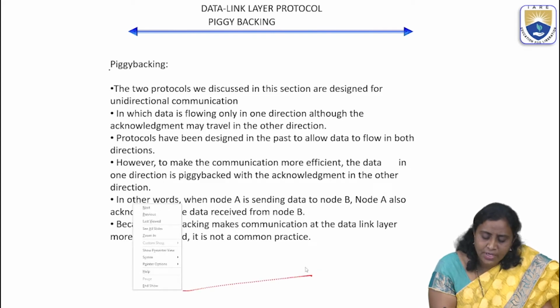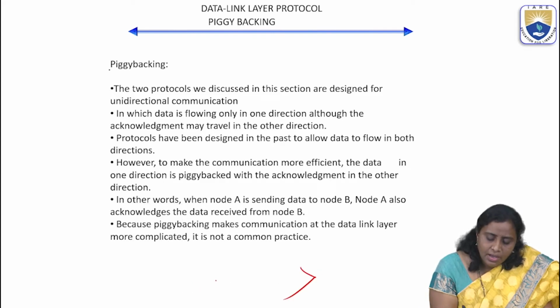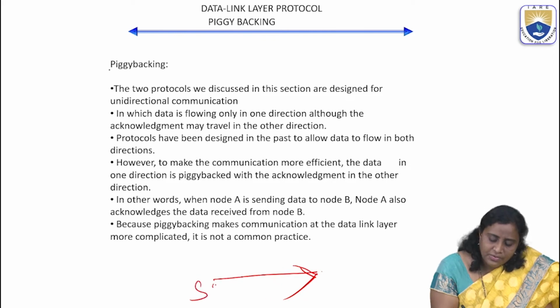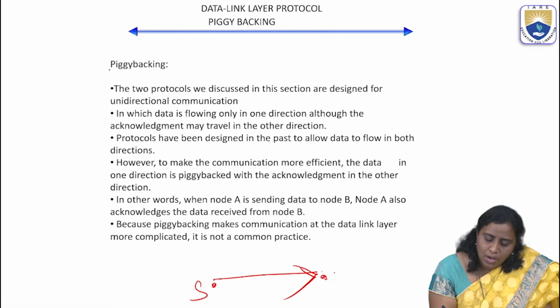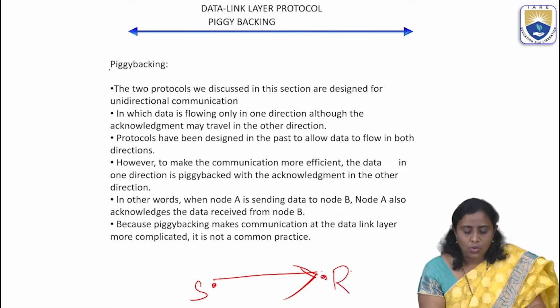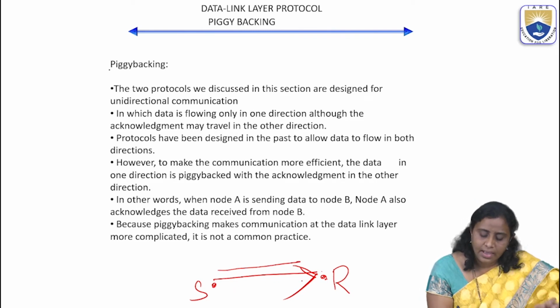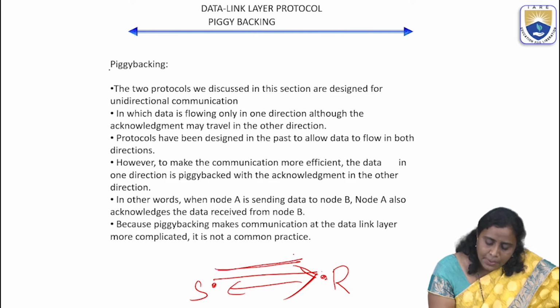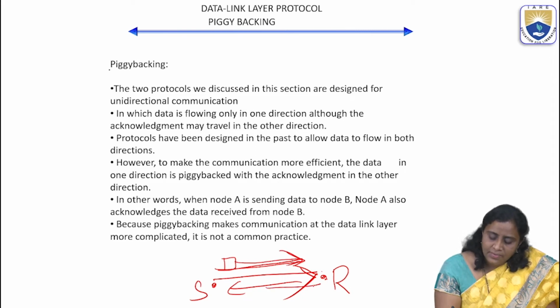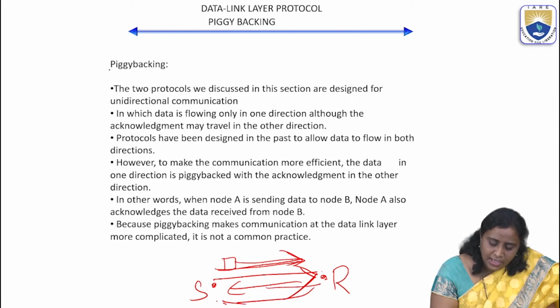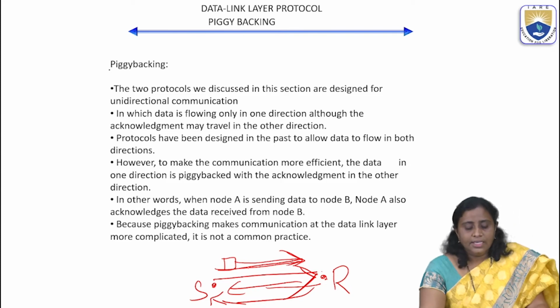That means, if you take the example here, data can be transmitted between two nodes, one source node or sender node and another receiver node, in which the data is flowing in only one direction, although the acknowledgement may travel in another direction. Data travels, that means frames are sent in one direction, and the received frames are acknowledged in the other direction to the concerned sender. That is the first point.